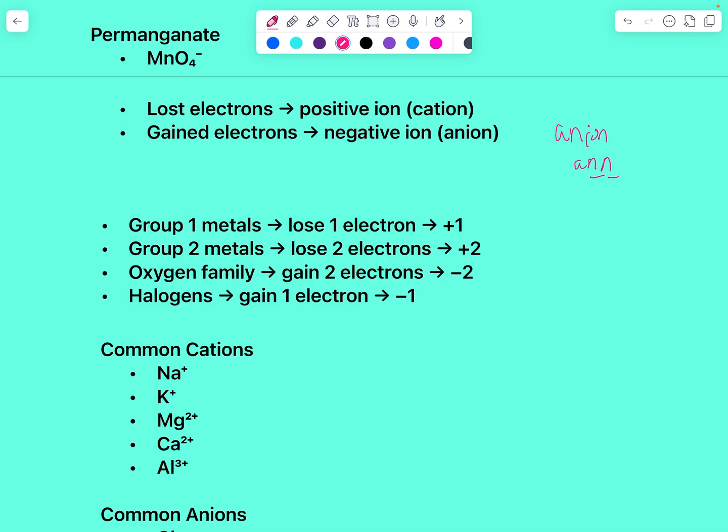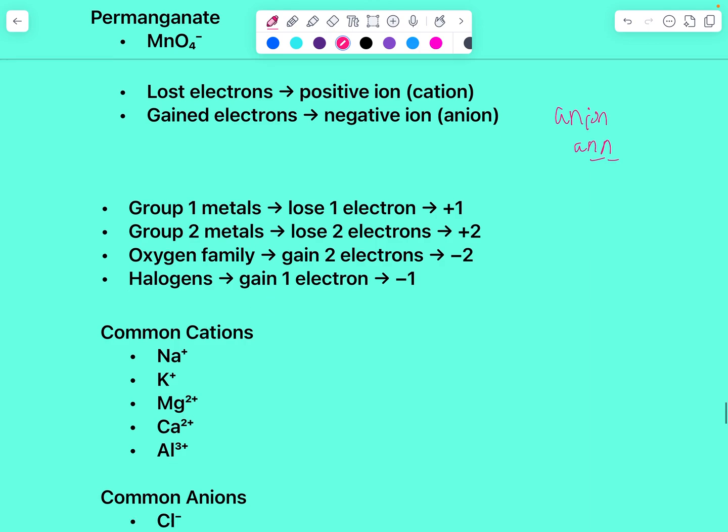Why do ions form? Atoms form ions to become more stable. They want a full outer shell. Group 1 metals lose one electron, so it's +1. Group 2 metals lose 2 electrons, and they're +2. The oxygen family gains 2 electrons, so it's negatively 2 charged. Halogens gain 1 electron, they're -1 charge.